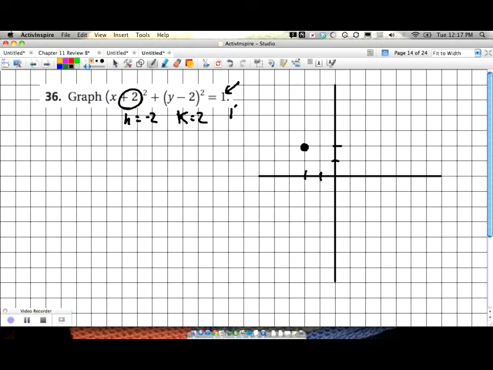And then I see this radius is 1. Now that's kind of interesting because 1 squared actually equals 1. So the radius is 1, and r squared, the radius squared, is also 1. So it means I gotta go a little tiny circle. There we go. That's it.